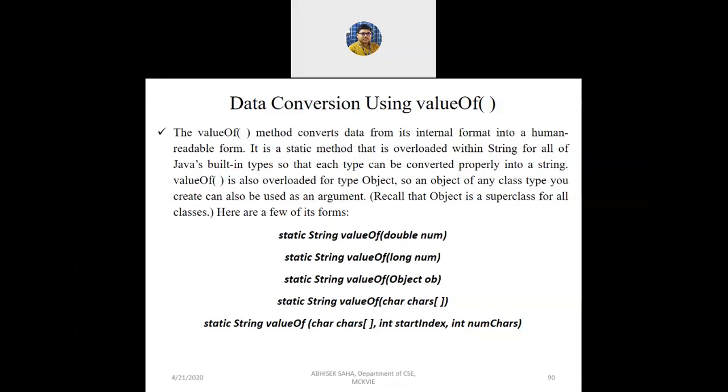Sometimes the data we are passing as a parameter to the valueOf function is not in a human understandable format, but after the valueOf method returns the result, definitely it is an understandable format because it returns a string. That's all. Hopefully you understood this matter.